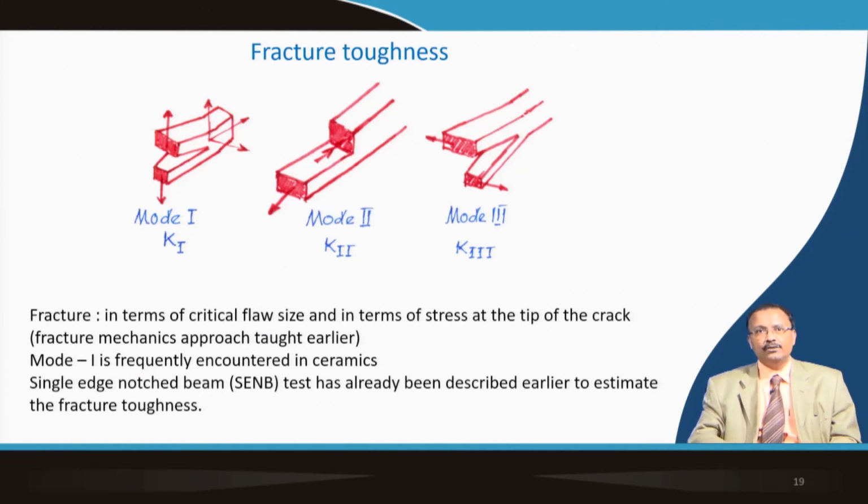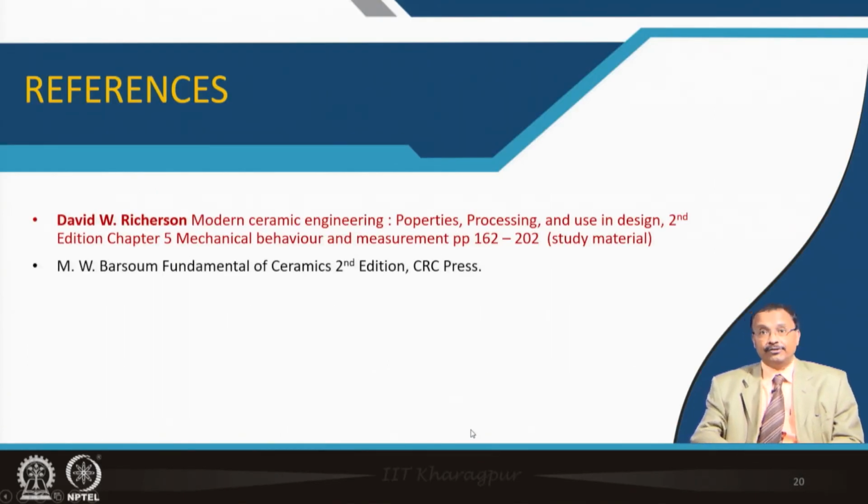Fracture toughness we have already described earlier, and usually mode 1 is frequently encountered in ceramics. As part of my earlier lecture, we described the single edge notch beam test, abbreviated as SENB, which is used to estimate the fracture toughness of brittle ceramics. The reference is the book by Richardson and also Barsoum, Mechanical Properties, as study material.